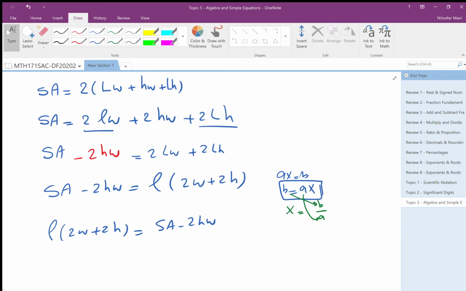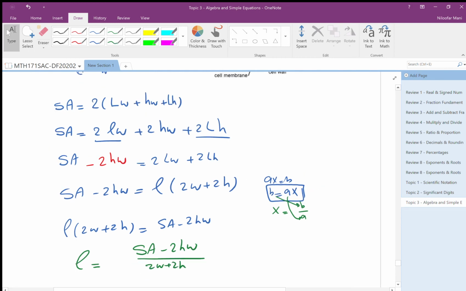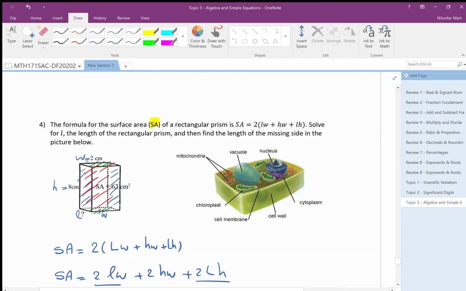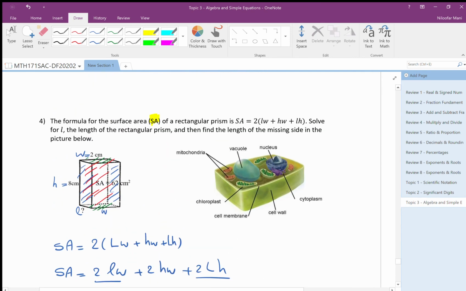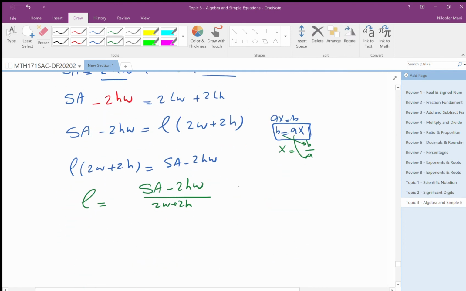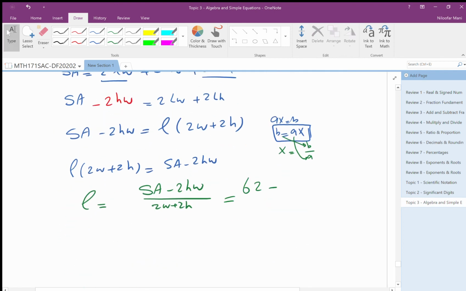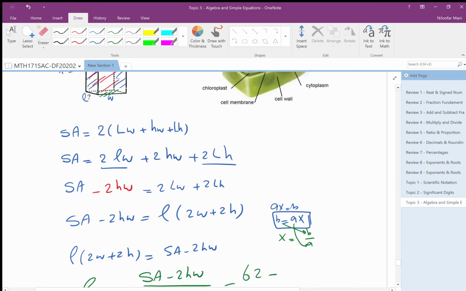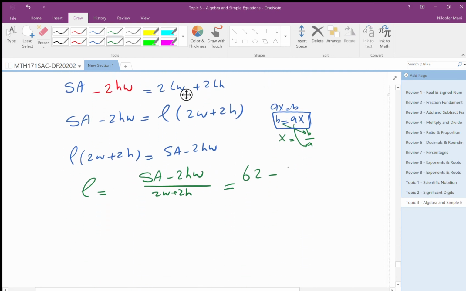It's okay. So L is SA minus 2HW divided by 2W plus 2H. I want you to find the answer. What is SA? Do I have that? Yes, 62. So it's 62 minus, how about H? H is 8 and 2. So 2 times H, divided by 2 times 2 plus 2 times 8.